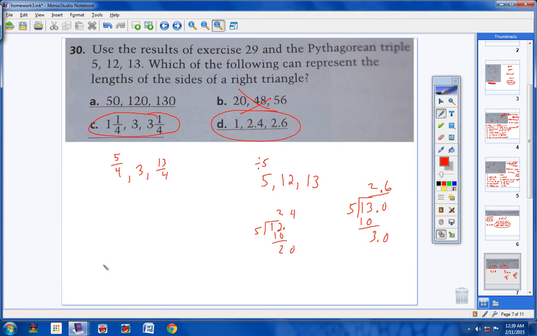So I hope you're seeing what they're teaching you here. Whenever you have a Pythagorean triple, you can multiply all of the numbers by any number, as long as it's the same number times all 3 numbers, and you will come out with another Pythagorean triple.